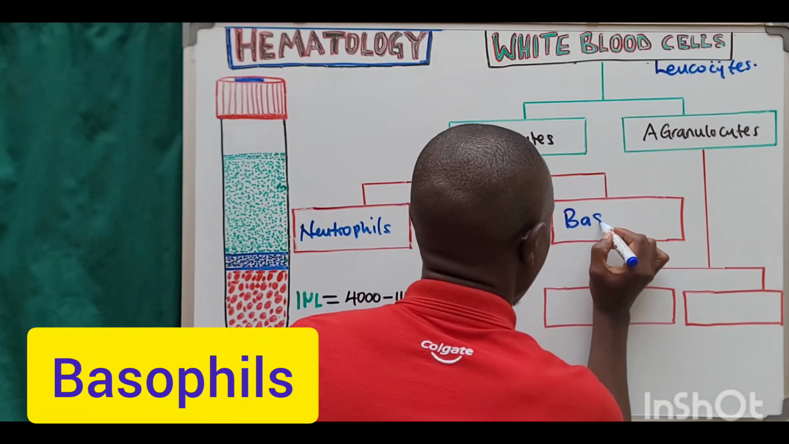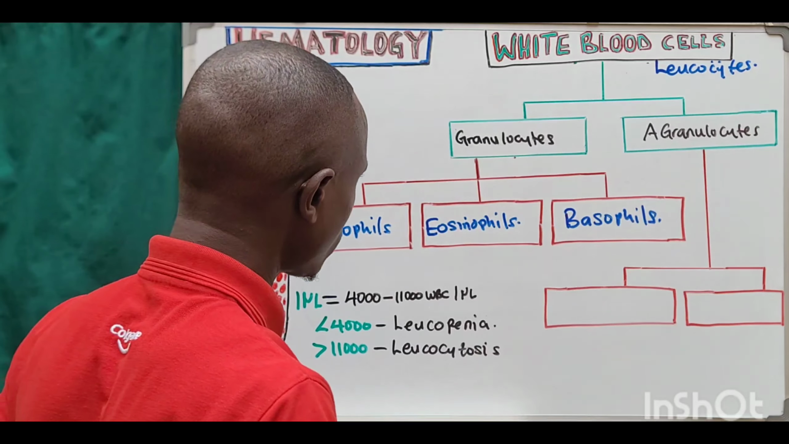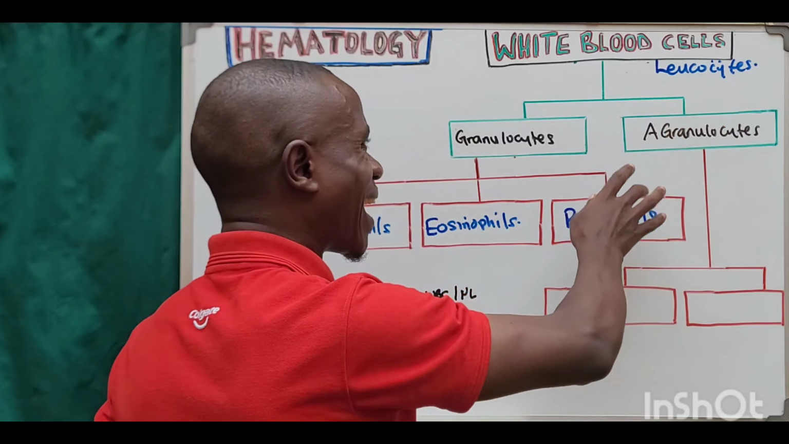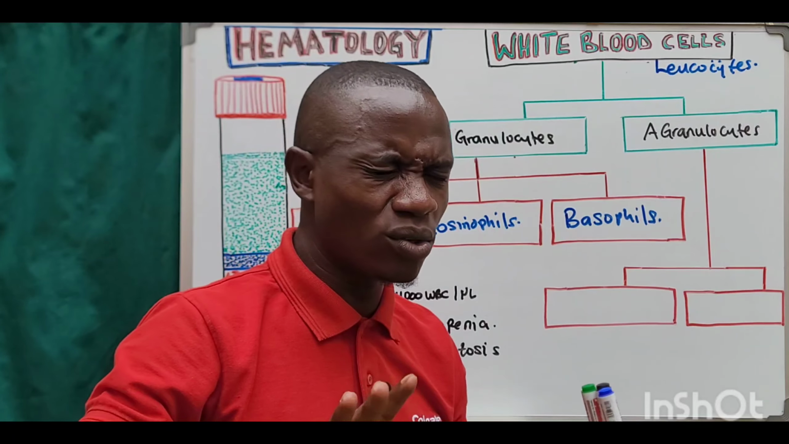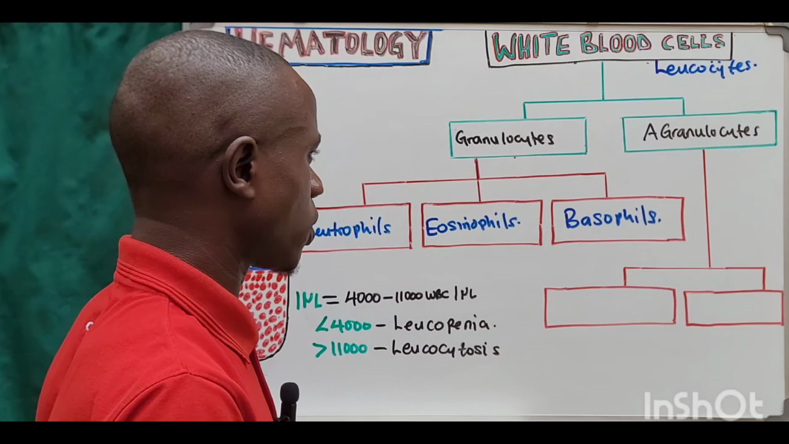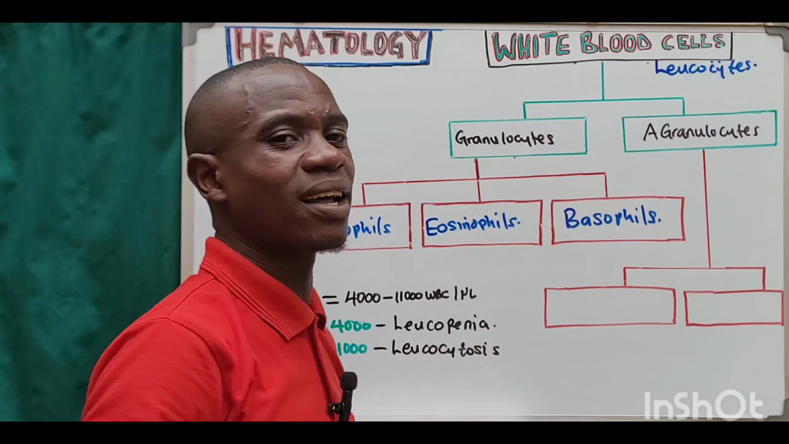Basophils. Okay. Now, when we come over to the agranulocytes, they do have granules, but they are not so specific and they are not so visible on what we call the light microscope. We also have two categories of cells under agranulocytes.